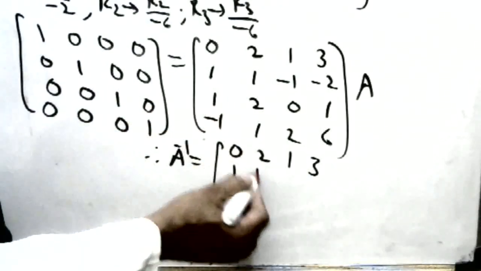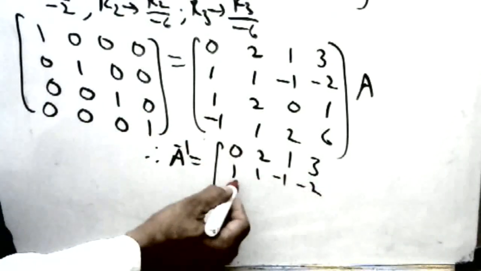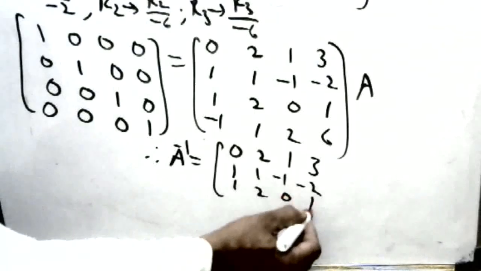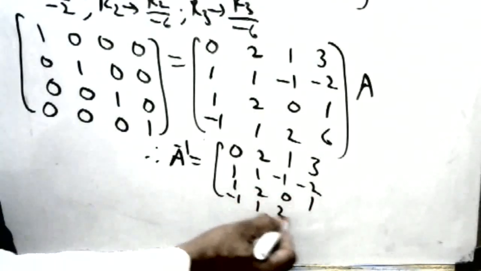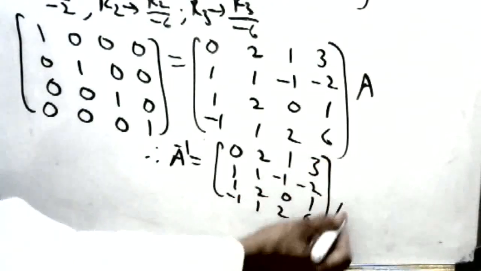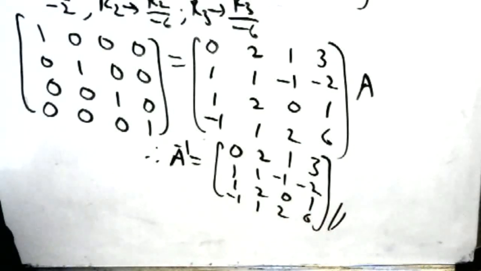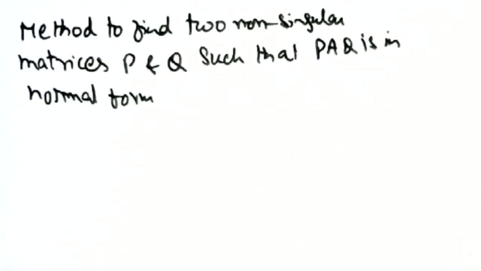Let me finish this one. 0, 2, 1, 3. 1, 1, minus 1, minus 2. 1 2 0 1, minus 1 1 2 6. So this is the method to find the inverse.